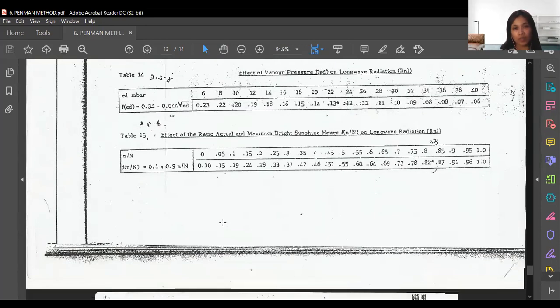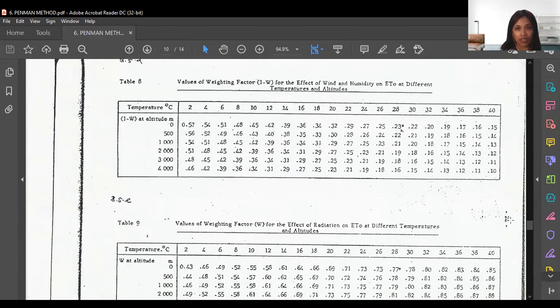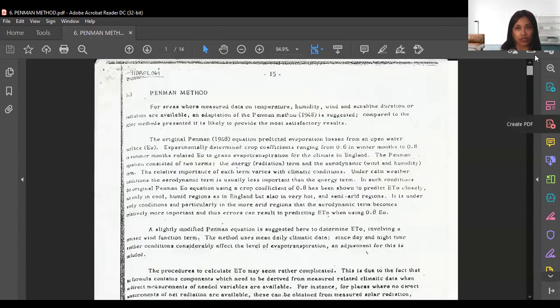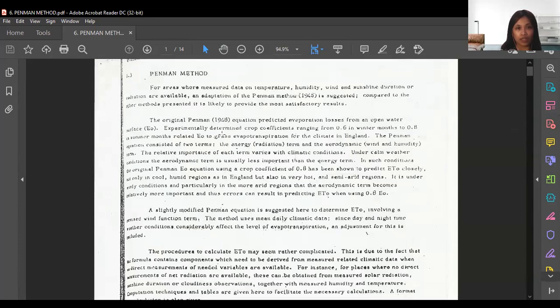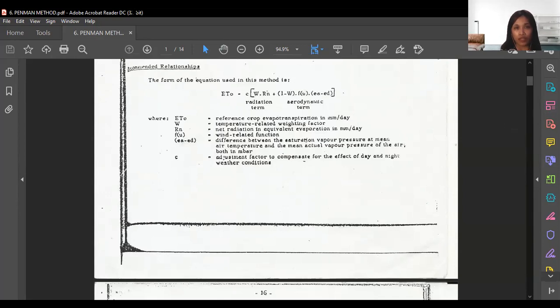There are a lot of tables. That's why I want to share it first before I explain it to you, so you will see a little bit of it by yourself first. And if you have any question, you can ask in our next meeting.